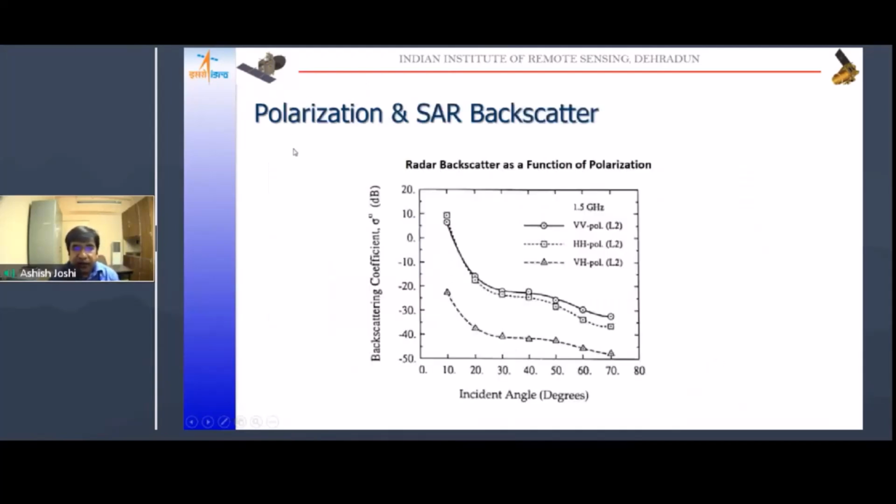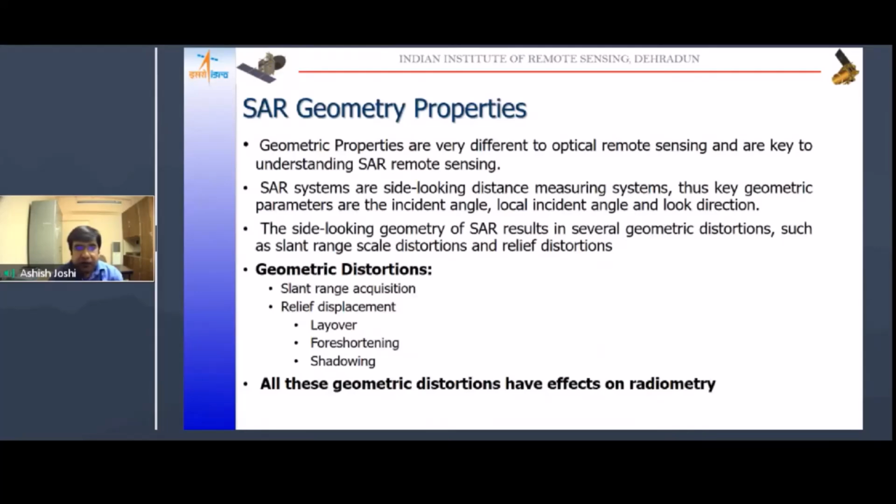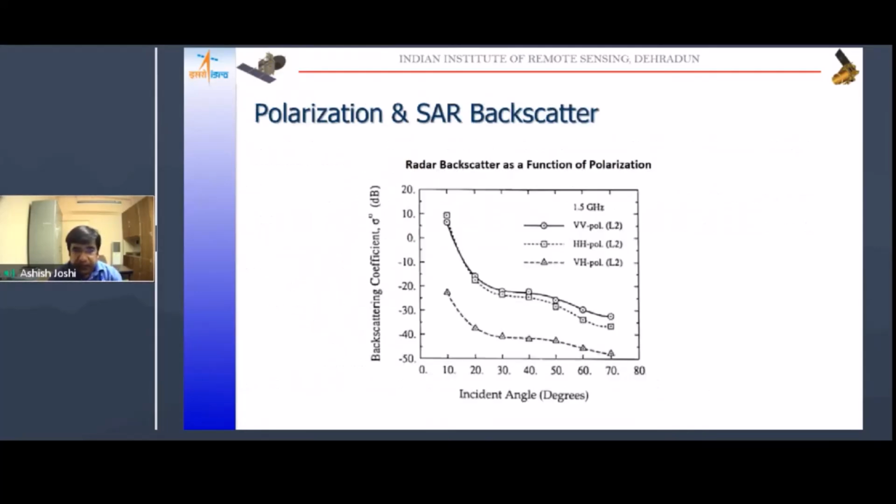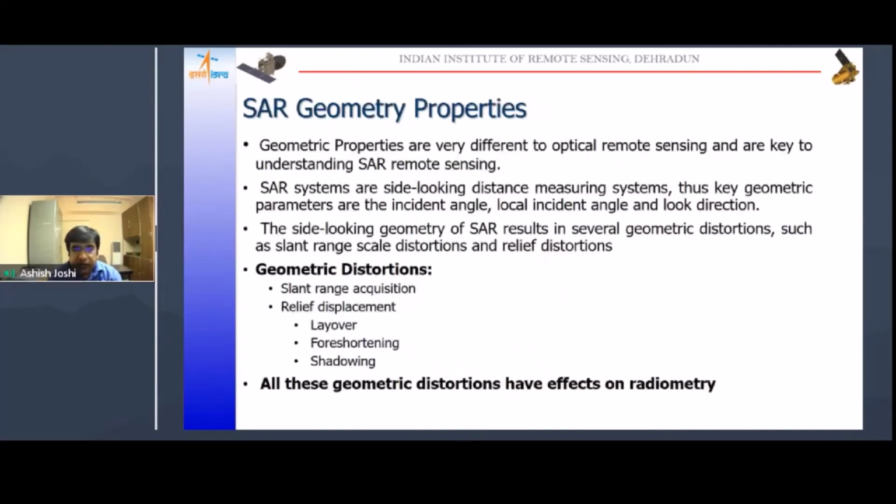So what is the dependency between the polarization and the SAR backscatter? The radar backscatter as a function of the polarization: VV has the highest backscatter, then HH, and then VH. Okay. So this is the different polarization concept. Now we can see the SAR geometrical properties.